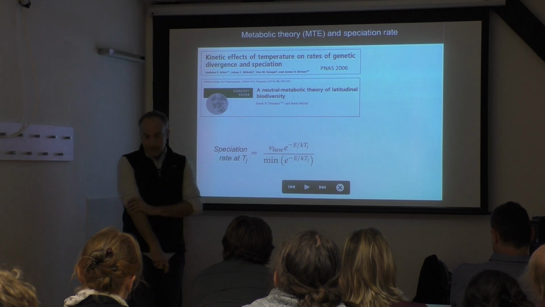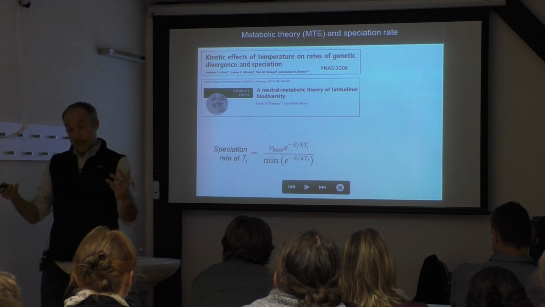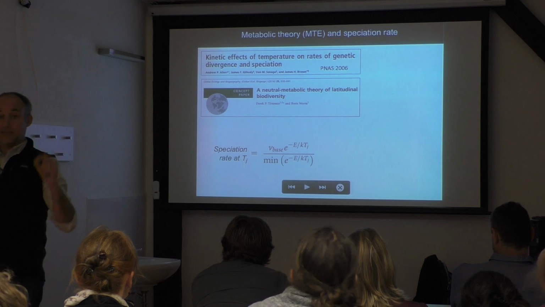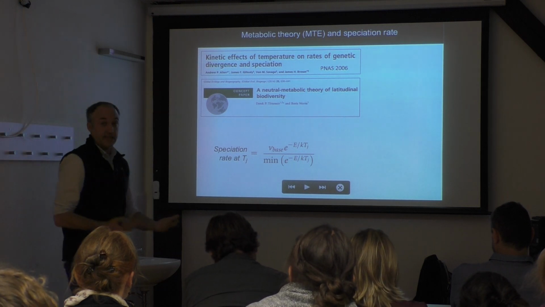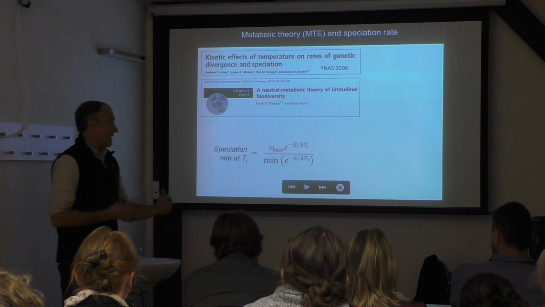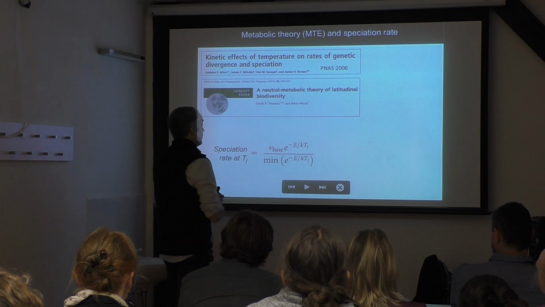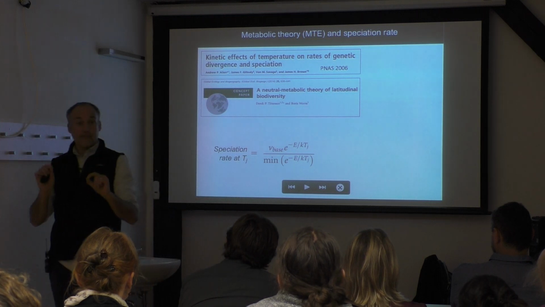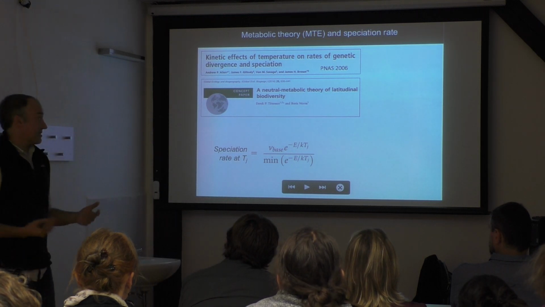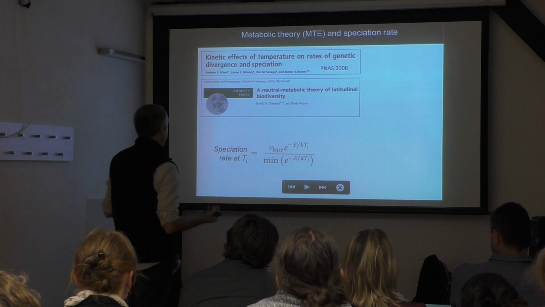So I'll give you an example. This is one specific idea about why speciation rates should be faster in the tropics. There's a pretty well-developed body of theory now about speciation rates and temperature. Now, this is theory that's derived from first principles. It's not derived from data. And this is based on ideas from the metabolic theory of ecology.